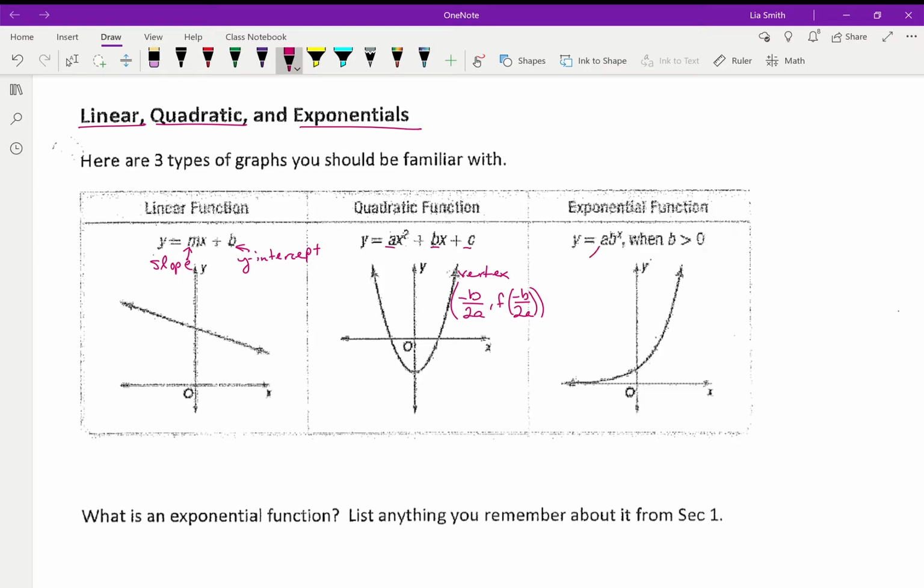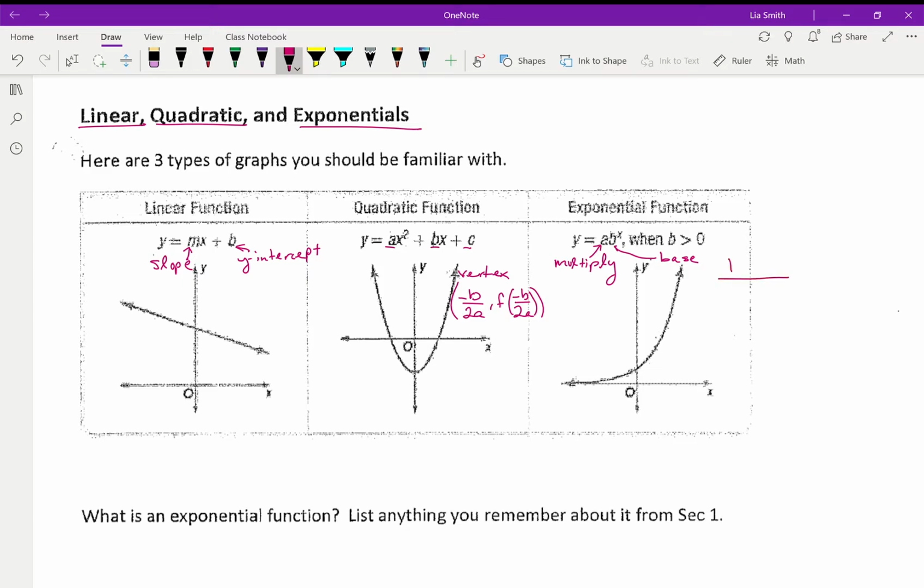So this a is still your multiplier. The bigger that a is, the faster it's going to increase. And the b is what is considered your base. So your base has to be greater than 0 in order for this exponential function to exist. So let me give you an example of graphing an exponential function just really quickly, because I know we probably haven't thought about it in a very long time.